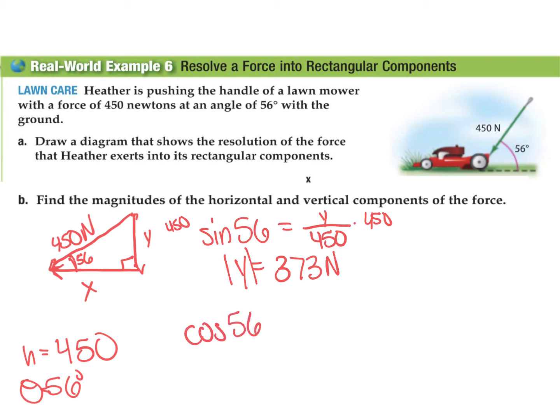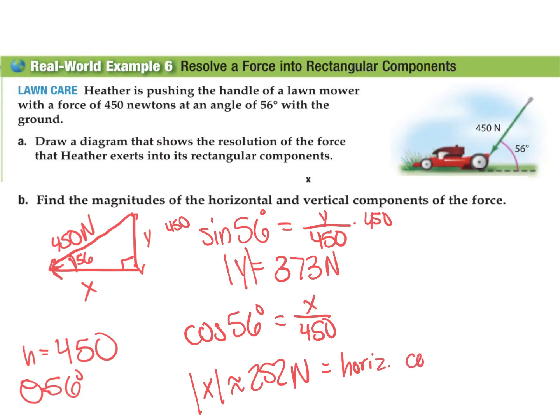Cosine of 56 degrees, I need to label my degrees, is equivalent to x over 450. Multiply both sides by 450, and you get x, the absolute value of x, to be approximately 252 newtons. So you can say the horizontal component is approximately 252 newtons, and the vertical component is approximately 373 newtons. And that is it.